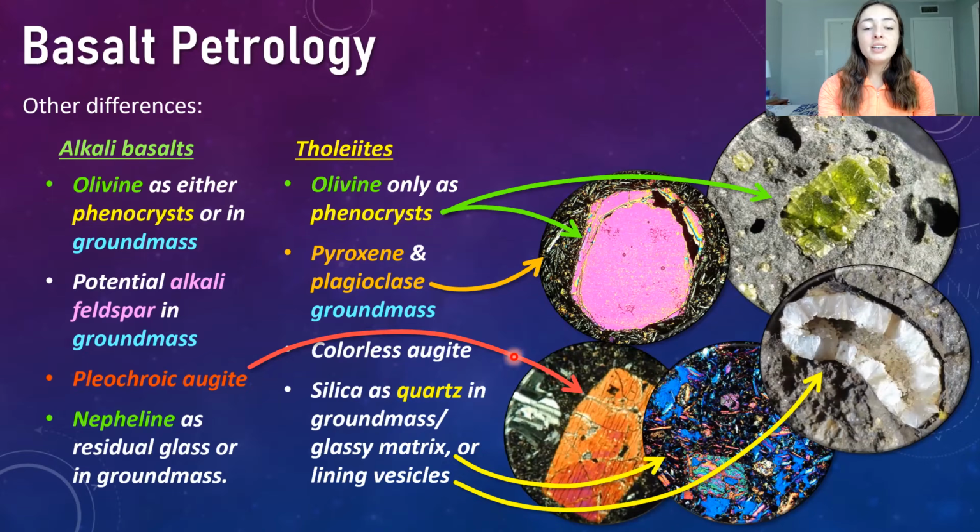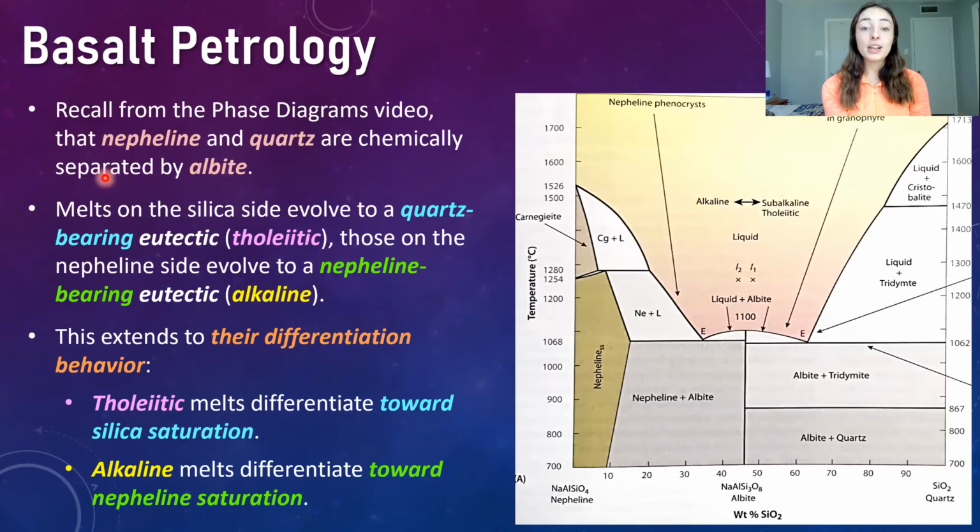And lastly, silica is present as quartz in the groundmass or glassy matrix, or even lining vesicles, in tholeiitic basalts, whereas nepheline is present as residual glass or groundmass in alkali basalts. And now you might actually be remembering that in our phase diagrams video, we talked about how nepheline and quartz are chemically separated by albite. So we've got this separation here of albite in between the two compositions of silicate minerals, quartz on the right and nepheline on the left.